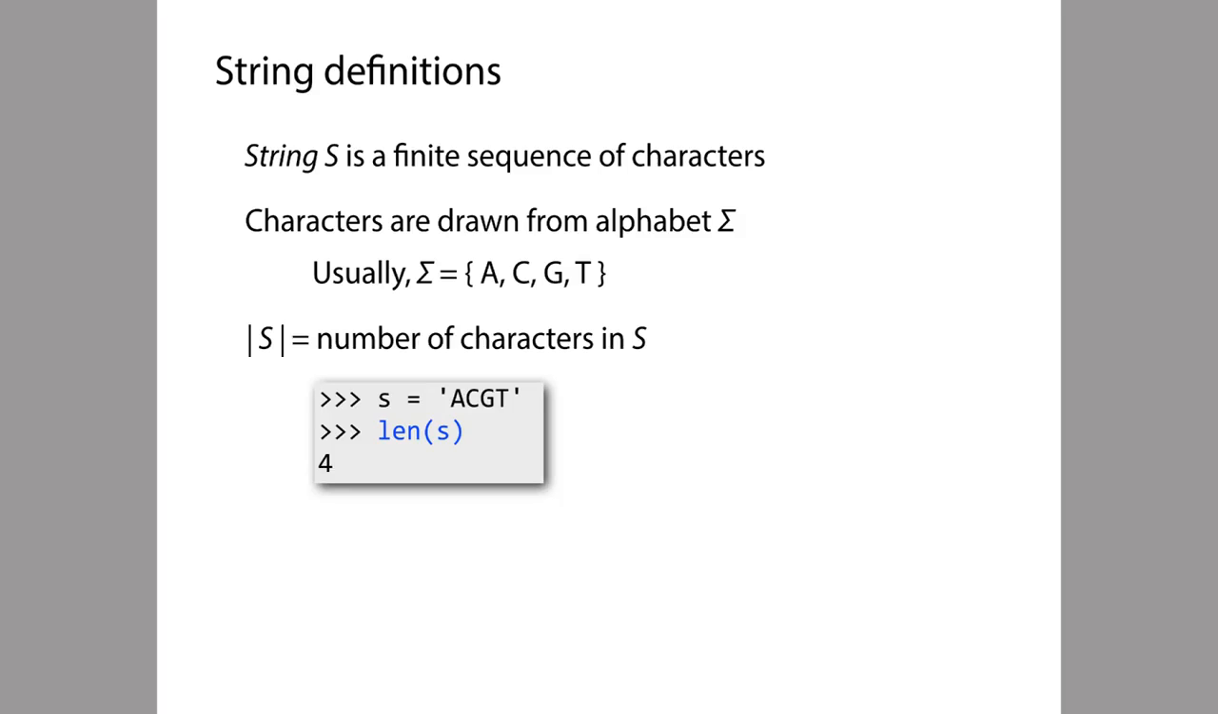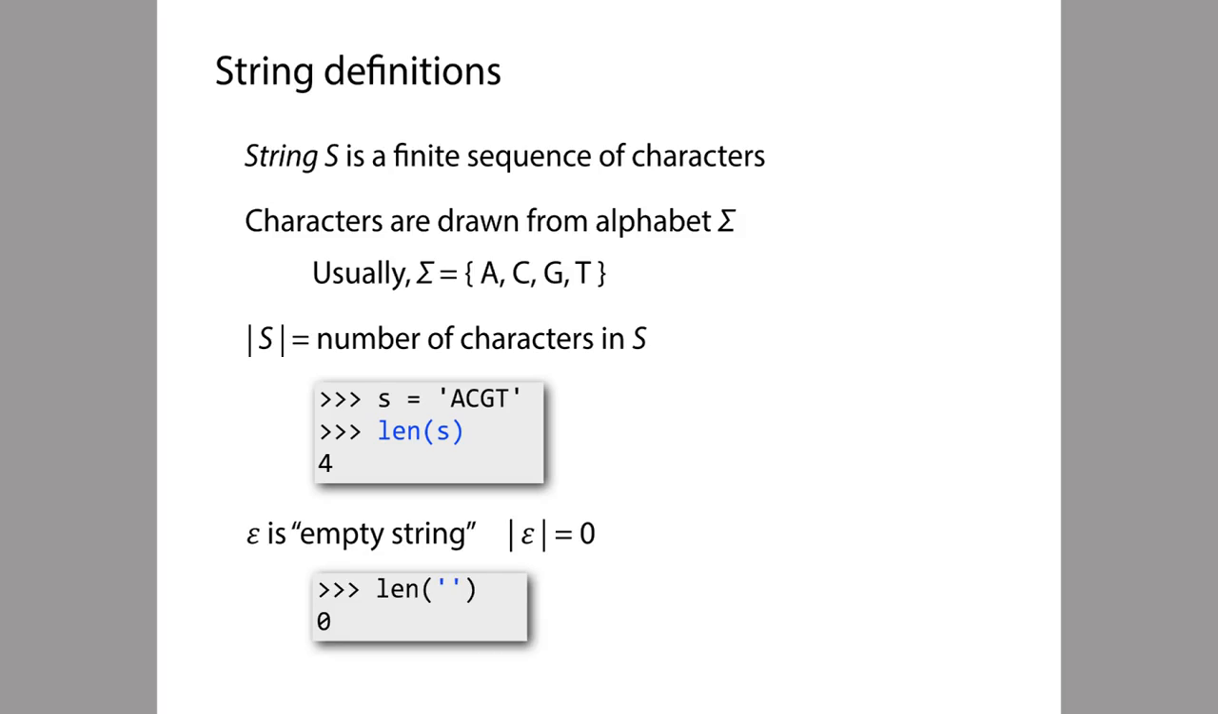S with vertical bars around it denotes the length of S, the number of characters in S. So in Python, we obtain the length using the built-in len function, like you see here. We'll use the symbol epsilon to represent the empty string, the string that has length 0. And in Python, in order to represent the empty string, you simply use two quotes, one after the other. Two quotes with nothing in between them.